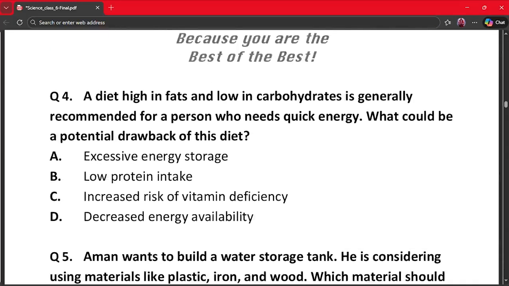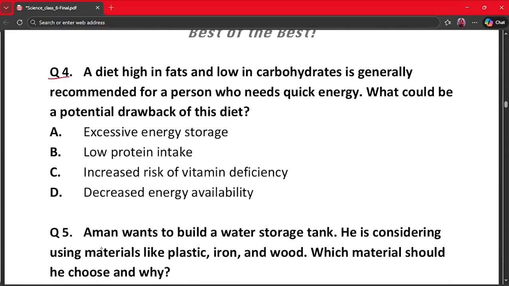The next question is question number 4. A diet high in fats and low in carbohydrates is generally recommended for a person who needs quick energy. What could be a potential drawback of this diet? A. Excessive energy storage, B. Low protein intake, C. Increased risk of vitamin deficiency, and D. Decreased energy availability. The correct answer is excessive energy storage. Why? Because fats store energy in the body. A diet high in fats can lead to excess energy storage. This stored energy may turn into body fat. Such diets are not ideal for long-term health. Hence, excessive energy storage is a drawback.